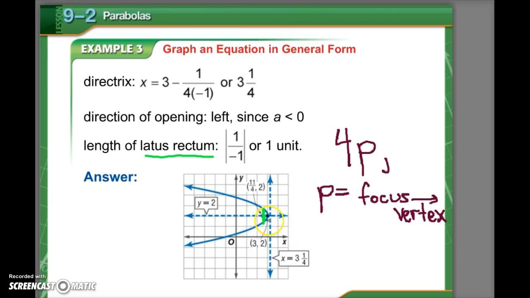So for this problem, the vertex was at the point (3, 2), and the focus was at 11/4. If we think about 11/4, the distance from 11/4 to the number 3, 3 is the same as 12/4. So if you think about how far you have to move to get from 11/4 to 12/4, you should realize that's just 1/4, and 4 times 1/4 is 1. That's another way that you can get the latus rectum.